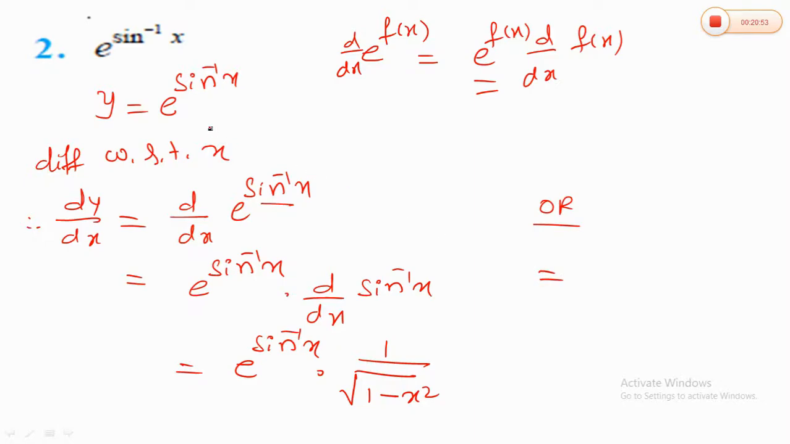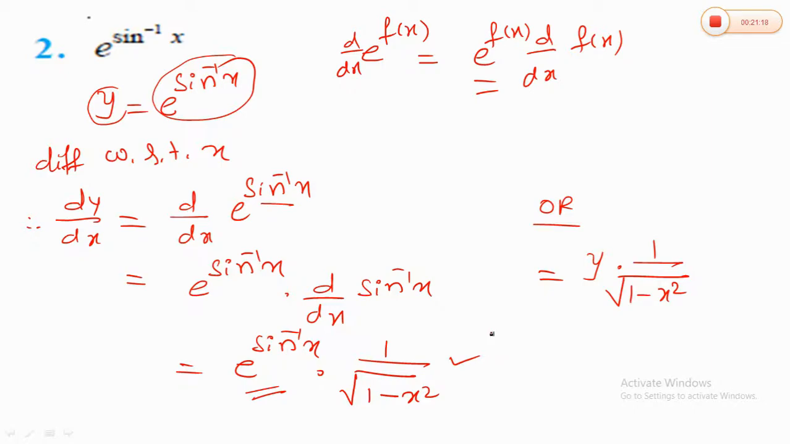We know the value of e raised to sine inverse x, that is equal to y. So instead of writing e raised to sine inverse x, we can replace it by y into 1 upon root of 1 minus x square. So this much is sufficient. And if you want to continue up to this point, you can write y into 1 upon root of 1 minus x square.